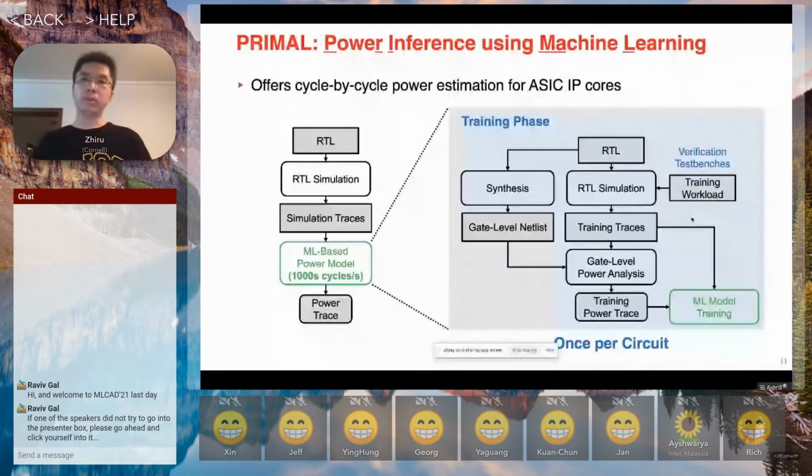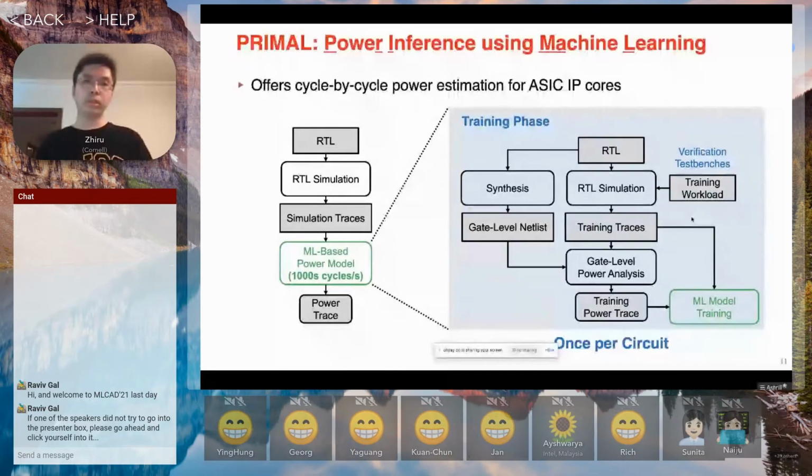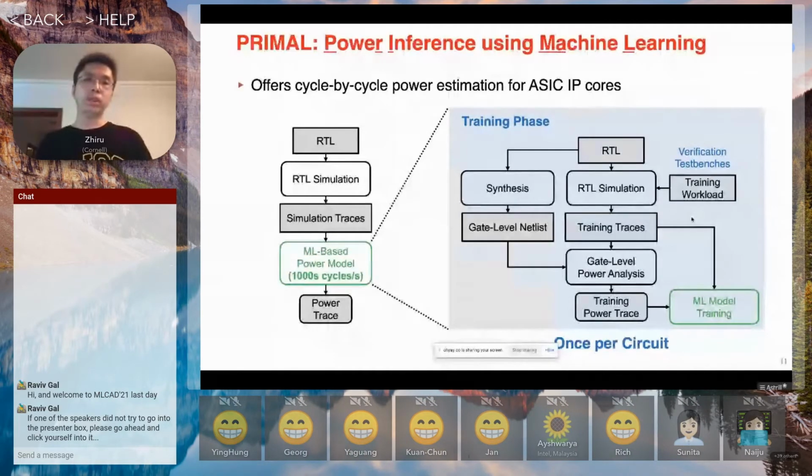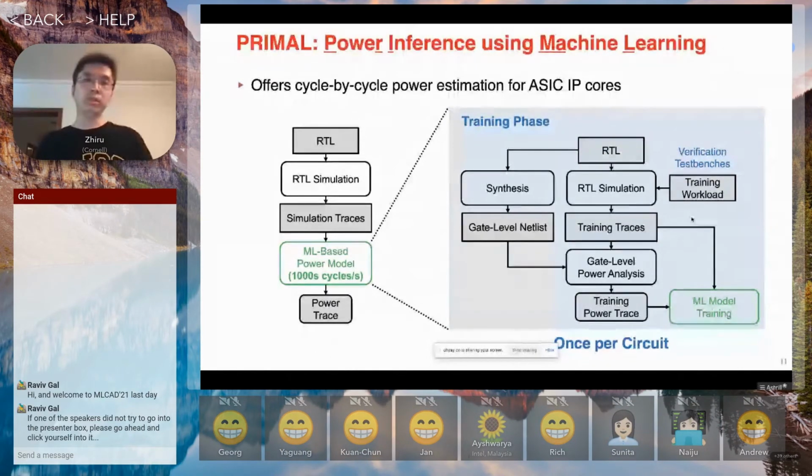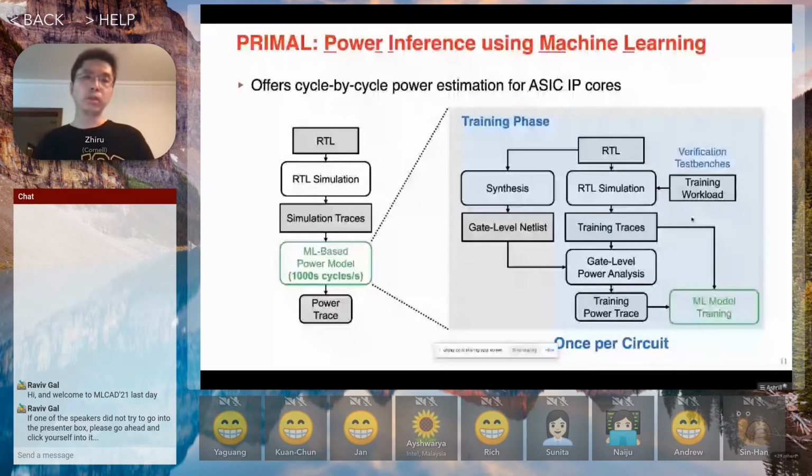When we talk about Primal, Primal means power inference using ML. What we are trying to do is, for a given ASIC IP, again this is design specific, usually we have a set of verification test benches. These verification test benches are just for verifying the correctness of the function. This can be unit test cases or even synthetic random stimuli. We'll try to make use of these test benches and run our estimation.